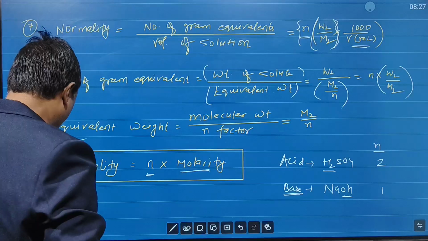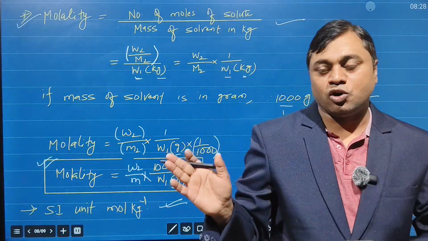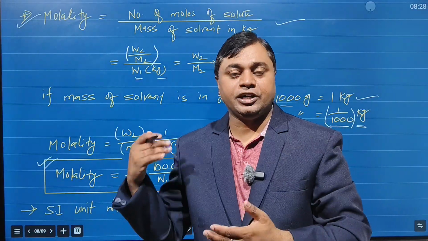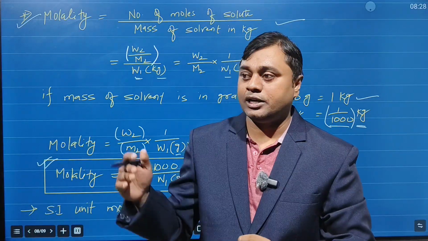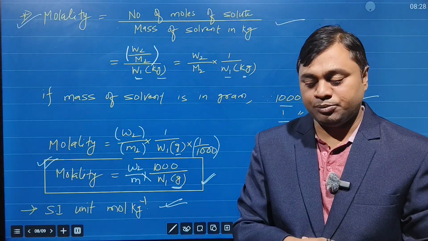I hope you understood all the various concepts. Normality is not there in the syllabus. So I tried to explain what a solution is and the various ways to express the concentration of a solution. Generally you can score 3 to 5 marks related to these concepts.